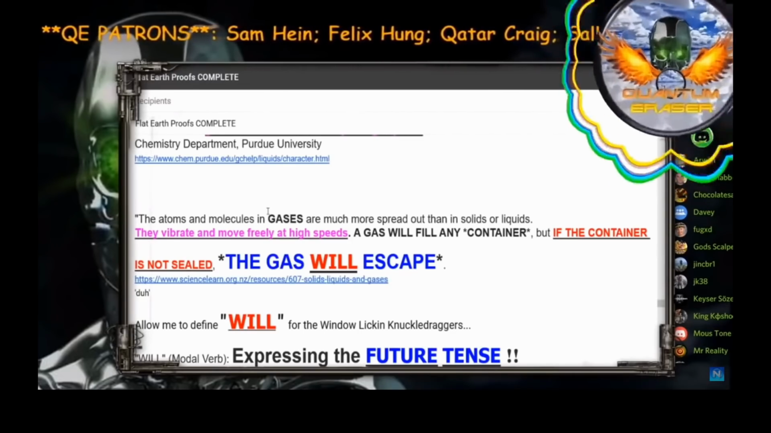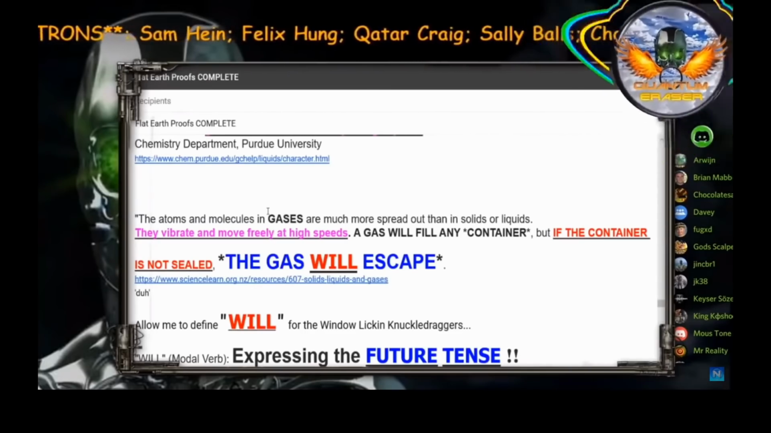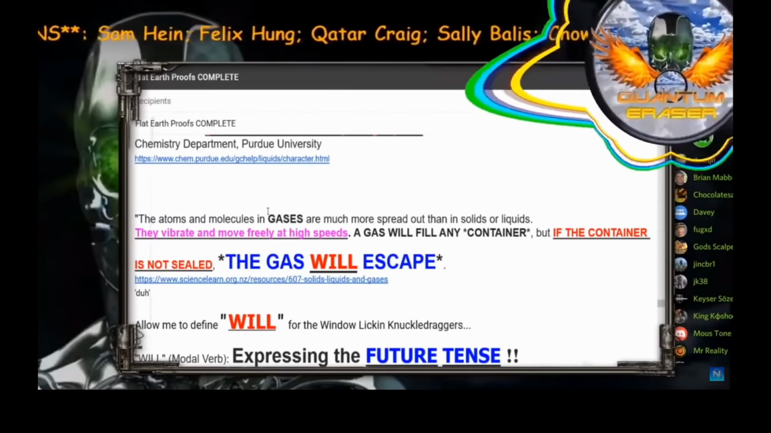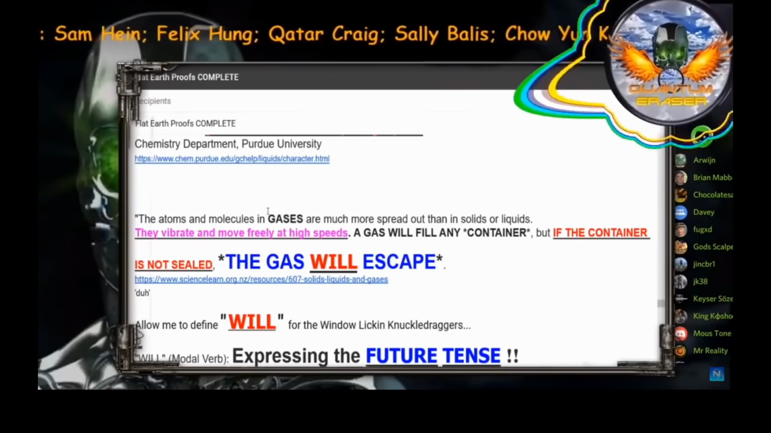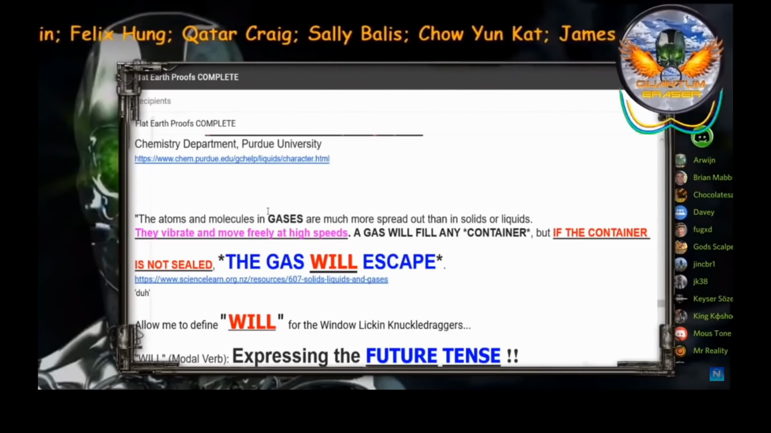Will. Because you can temporarily put some gas pressure inside an open container. Temporarily. Because what's going to happen, it's going to increase entropy and it will escape.